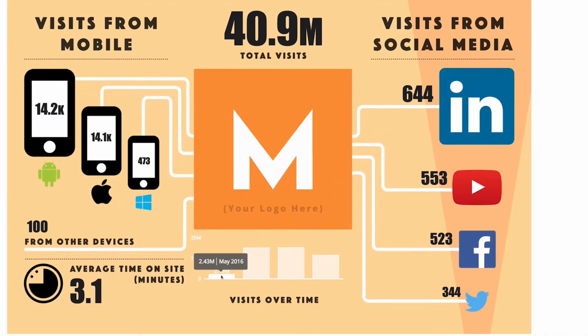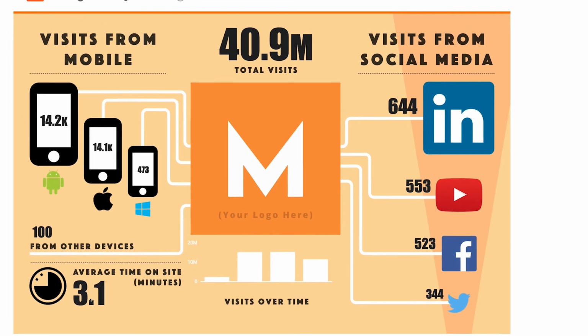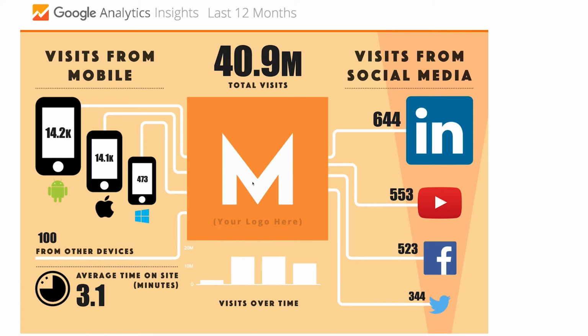Track visits over time and average time on site to see the effects of your marketing decisions on your site traffic and engagement. Need customization? No problem. With one of Domo's design resources, you can add your company logo and customize the app's color scheme.